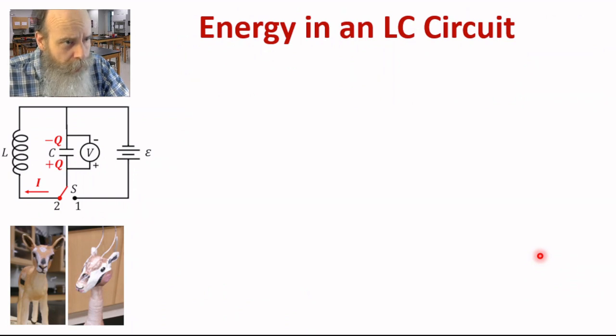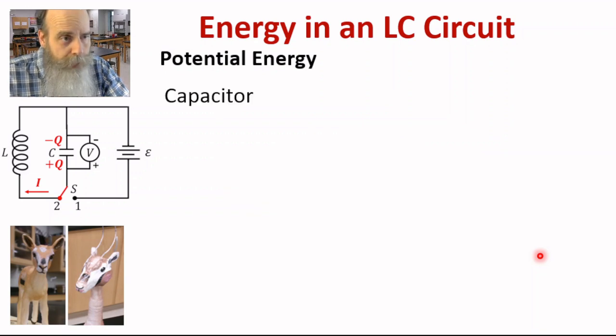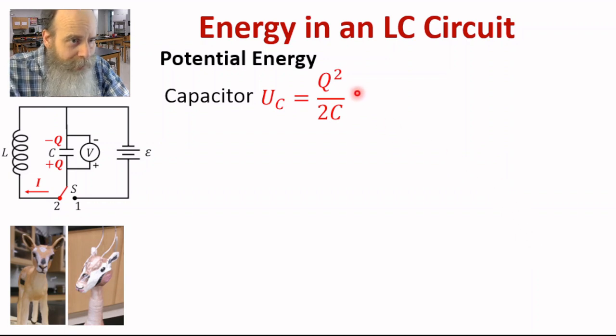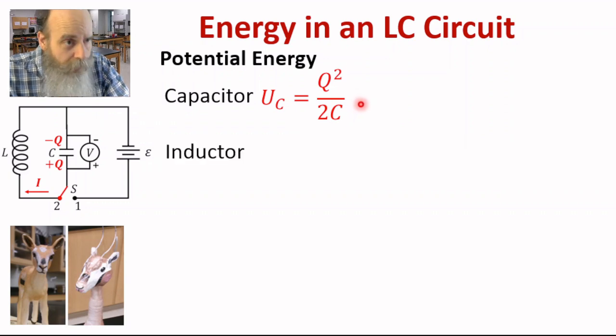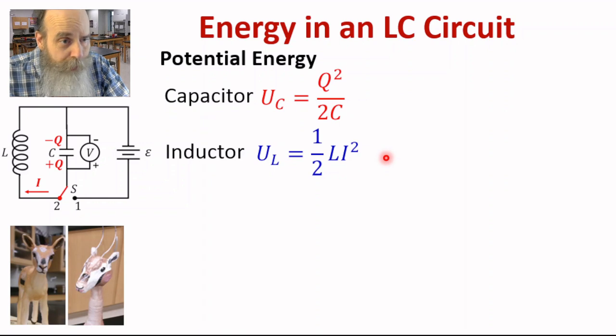Energy in an LC circuit. There's potential energy in the LC circuit. The capacitor has potential energy, UC equals Q squared over 2C. This is the energy associated with the electric field in the capacitor. Then the inductor also has potential energy. UL is a half L i squared. This is the energy associated with the magnetic field in the inductor.